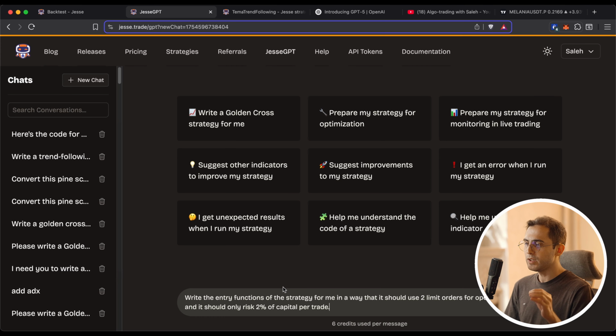All right, next, write the entry functions of the strategy for me in a way that it should use 2 limit orders for opening the position, and it should only risk 2% of capital per trade. So I want to see whether or not it will just give me the functions, not the whole strategy, because sometimes you need one specific function for your strategy. You want to copy and paste it and use it very quickly. So a model which prints out extra stuff isn't really useful in these type of cases. And also I want to see if it is able to use the correct syntax for opening the position using multiple orders, so not just one market order like all the previous questions.